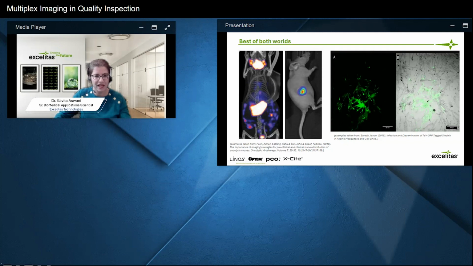So on the left here, you see a mouse, and it looks just normal gray when you look at it under normal bright field imaging. But then if you hit it with some sort of fluorescence marker and you image it, you can then see, for example, a tumor that's highlighted.